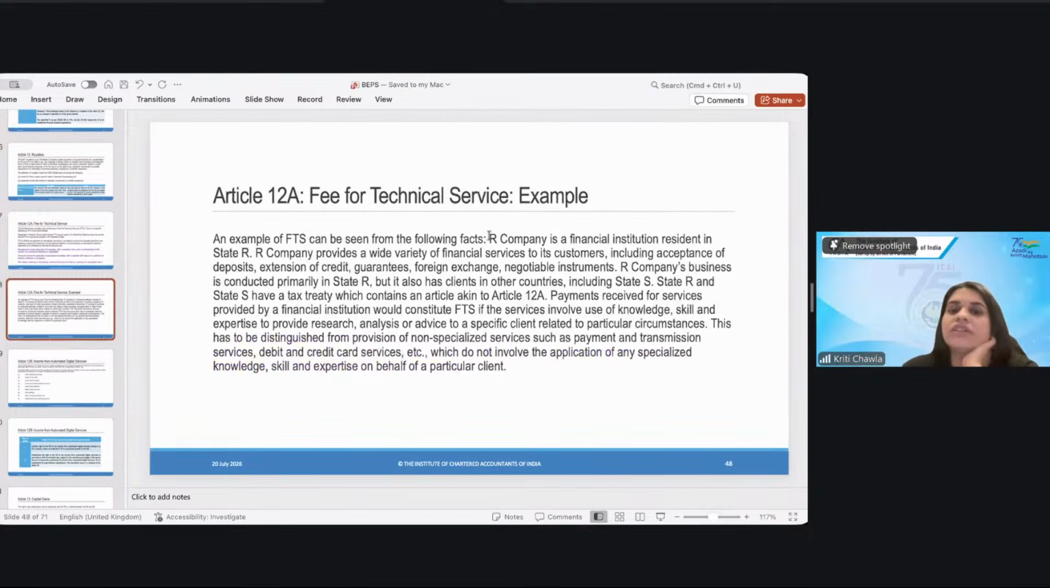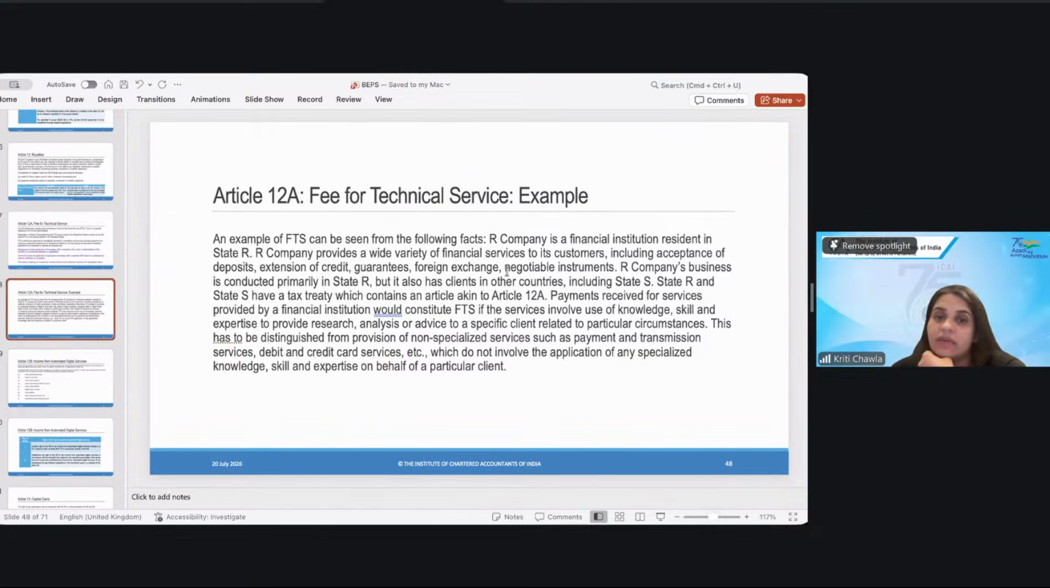So let's try to understand this particular example of FTS. Now, there is our company, which is a financial institution. It is resident in state R. Our company provides a wide variety of financial services to its customers: acceptance of deposits, credit, guarantees, foreign exchange, negotiable instruments, etc. Our company's business is conducted primarily in state R, but they also have clients in another country like state S. Now, state R and state S have a treaty and they have Article 12A FTS in that particular treaty.